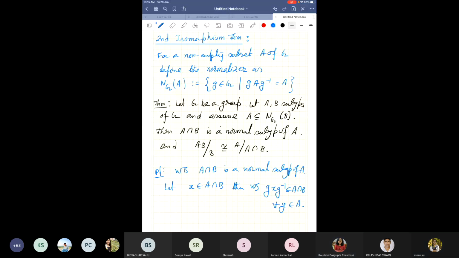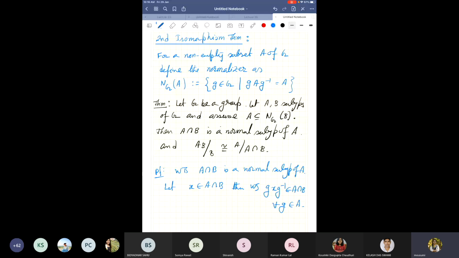Yes, ma'am. Ma'am, B is a normal subgroup. How do we assume B is a normal subgroup? We are not assuming B is a normal subgroup. Then ma'am, the quotient will not be defined. The quotient is defined only when... Okay, we will see. We will see. Okay, first let's go step by step.